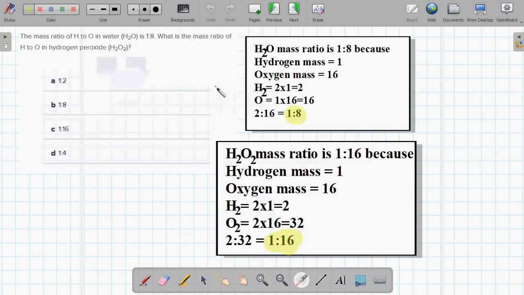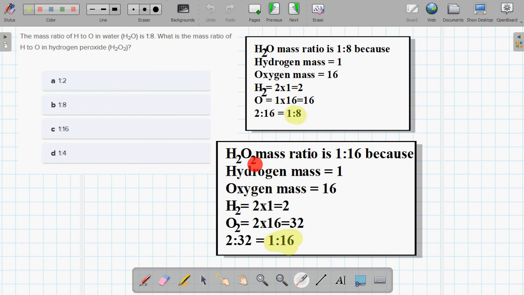All right. This one, again, is a little different. The mass ratio of hydrogen to oxygen in water, or H2O, is 1:8. What is the mass ratio of hydrogen to oxygen in H2O2, or hydrogen peroxide? Well, let's start with the known first. H2O's mass ratio is 1:8 because you take the mass of the element, or the atom, and multiply it by the number of atoms in that formula. So H2, that's really 2 times the mass of 1, or 2 for a total mass. And oxygen, it's H2O, so there's 1 oxygen, so that's 1 times 16. So that gives us a ratio of 2 to 16, or 1:8.